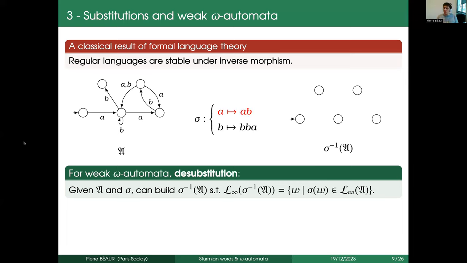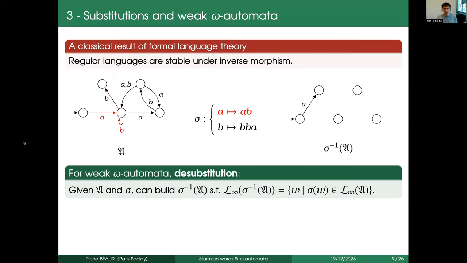I begin with the images of A. So the image of A through sigma is AB. And so what I do is I search for a path labeled by AB in A. So here I see AB. Cool, I have an image of sigma. And what I do now is that I link the first state with the last state. So I have an AB.